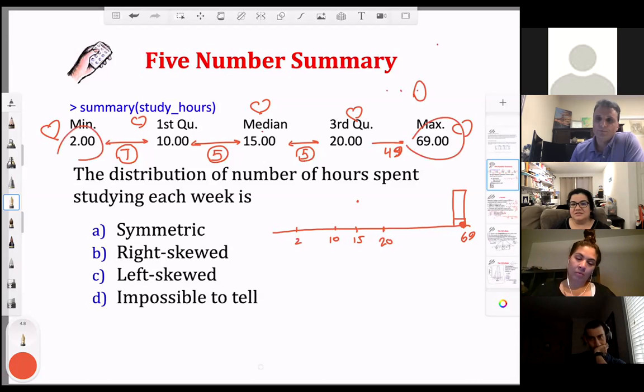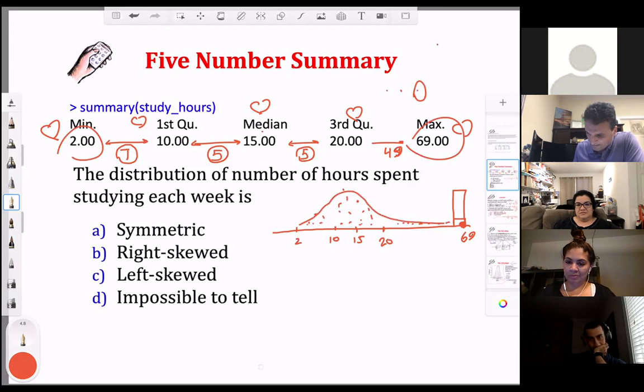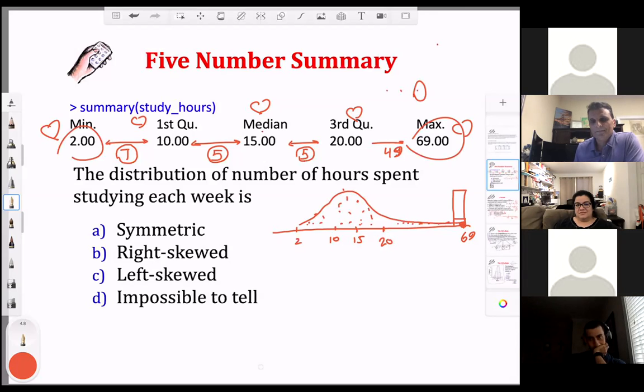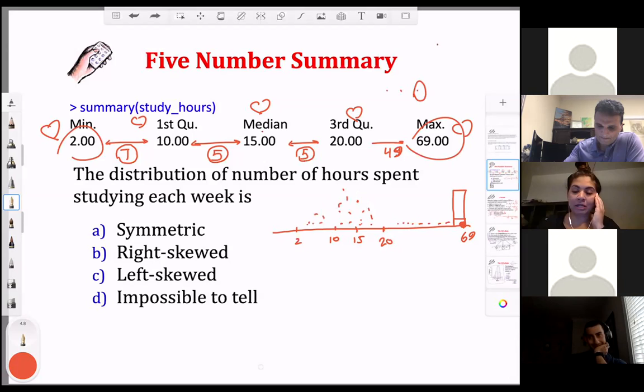The minimum is 2. If you have 25% of data here, 25% here, 25% here, 25% there, the data is going to go like this. Okay, that makes sense. I get what the other classmates are saying. I guess it's just the way that we visually look at it on a y-x axis, right?